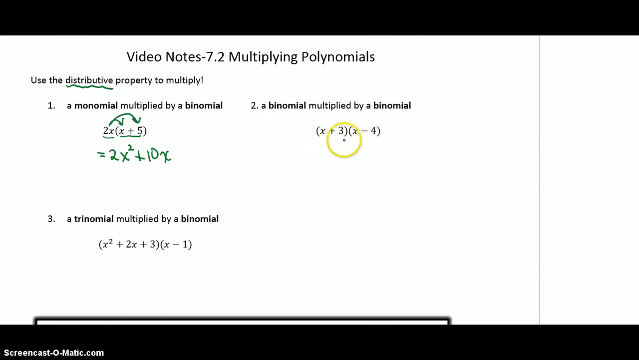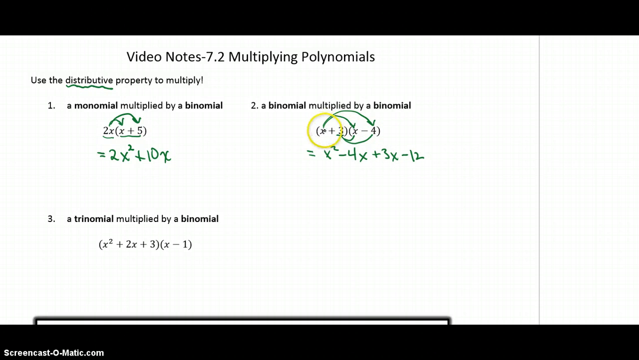If you look at the second example, again with our new vocab, we have a binomial multiplied by a binomial. So this will be a little bit different with distributing because we'll need to distribute the x to both terms in the second parentheses. So that would be x times x is x squared. X times negative 4 is negative 4x. But then again in the first parentheses there's also the term 3, and we need to multiply that to the second parentheses. 3 times x is 3x. 3 times negative 4 is negative 12.